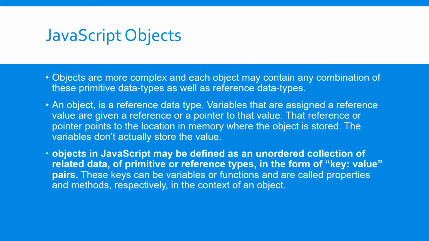In other words, an object in JavaScript may be defined as an unordered collection of related data of primitive or reference type in the form of key value pairs. These keys can be variables or functions and are called properties and methods respectively in the context of an object.